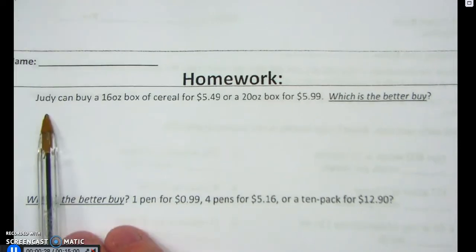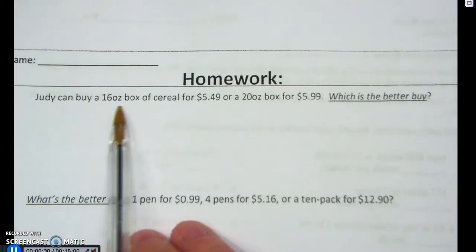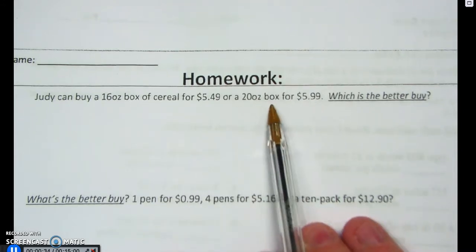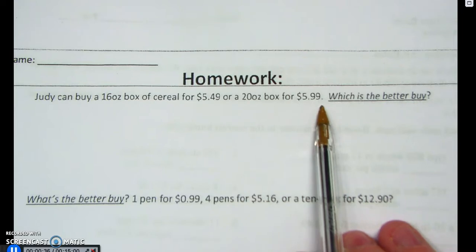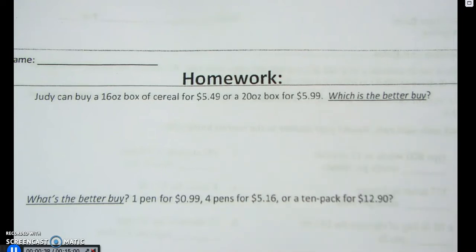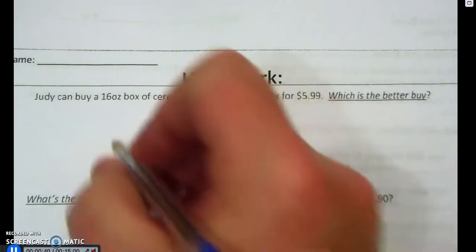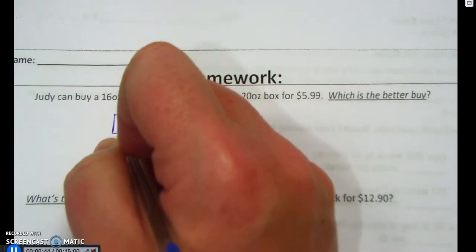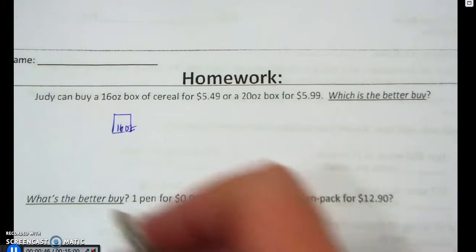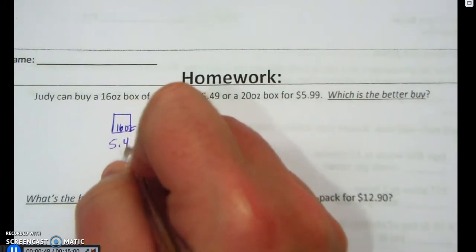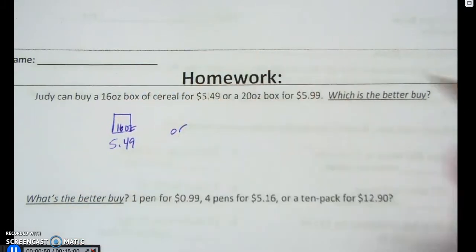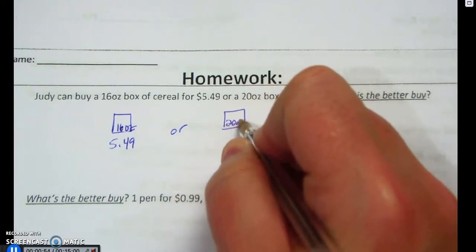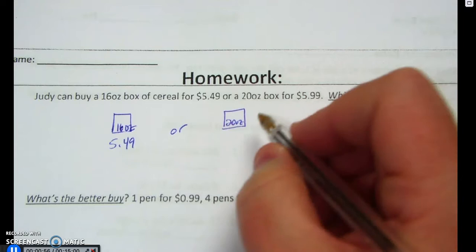But this first one says Judy can buy a 16-ounce box of cereal for $5.49 or a 20-ounce box for $5.99. Which is the better buy? Okay, so you've got a 16-ounce box for $5.49 or a 20-ounce box for $5.99.